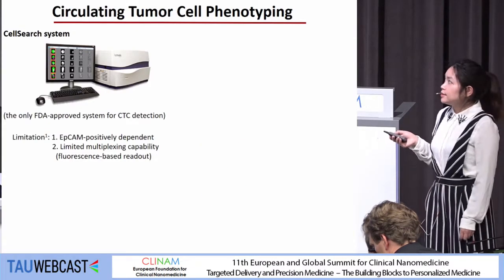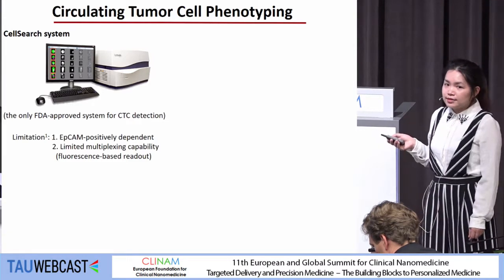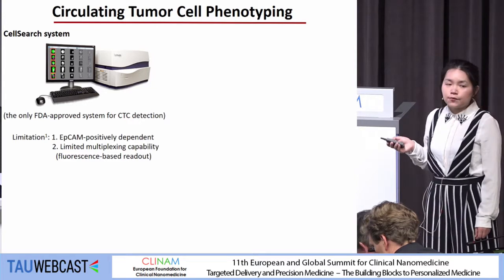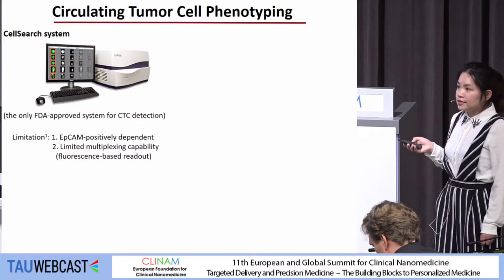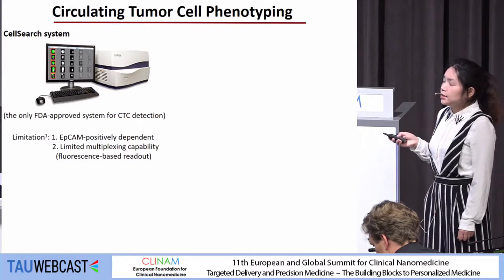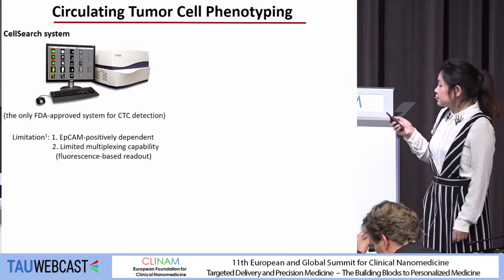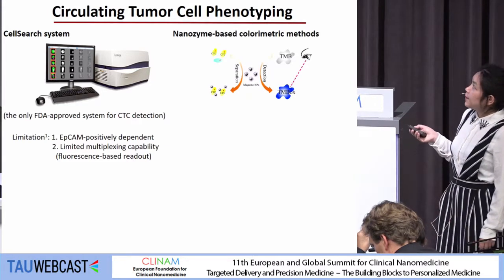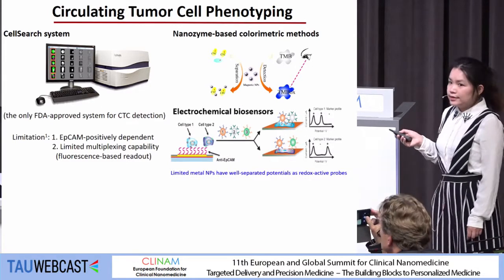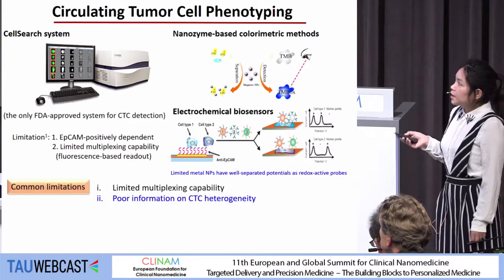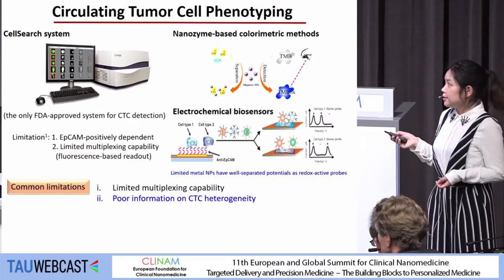CellSearch is the only FDA-approved system for CTC detection. However, it is EpCAM positive dependent, which means if the cancer cell has low EpCAM expression, it will not be detected by this system. Also, it has really limited multiplexing capability because it is fluorescence-based. There are some new technologies, such as nanozyme-based colorimetric assays and electrochemical biosensors for CTC detection. However, neither of them can provide comprehensive CTC heterogeneity.